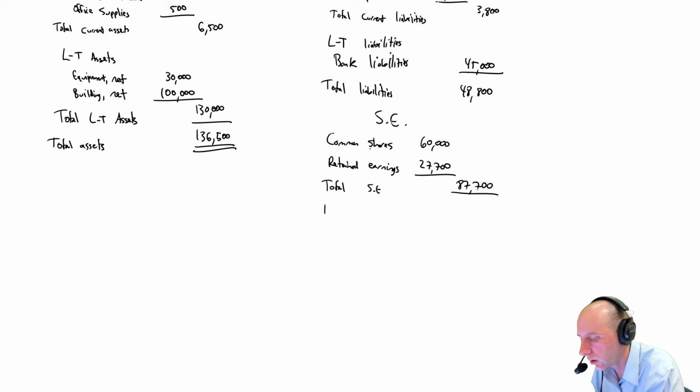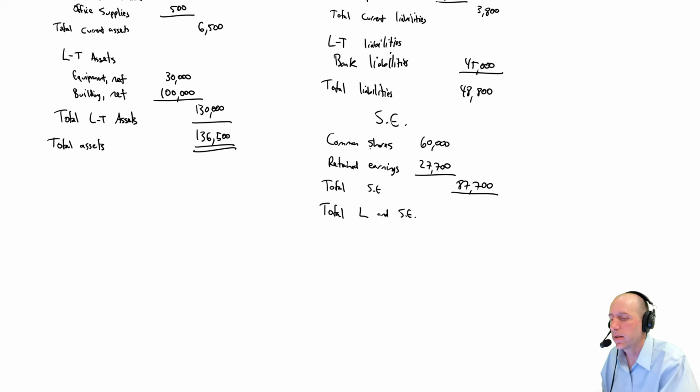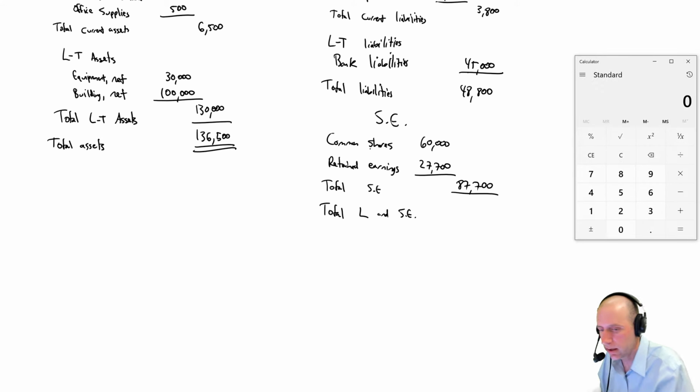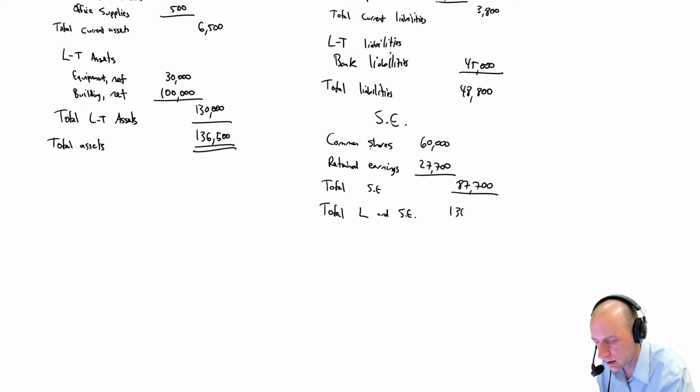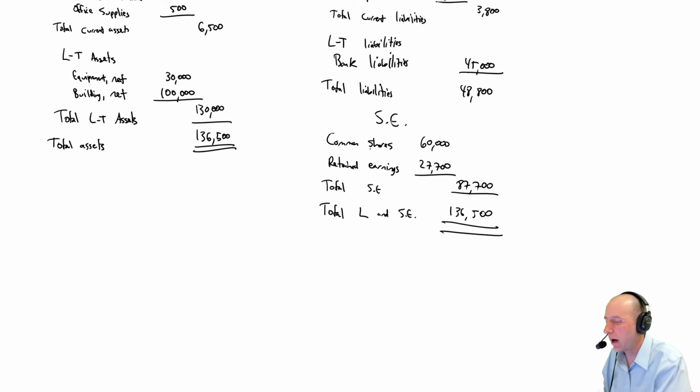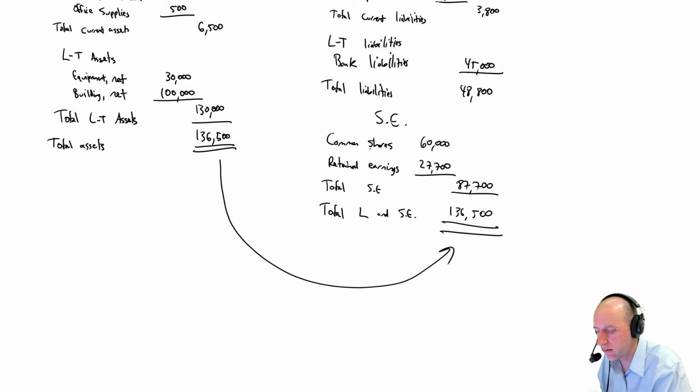Now I need a grand total, and that total is total liabilities and shareholders equity. 48.8 was my liabilities, 87.7 is my shareholders equity. Let's see, 48,800 plus 87,700. Yes, indeed, it does equal 136,500. At this point, I know my balance sheet balances, a very, very good sign.